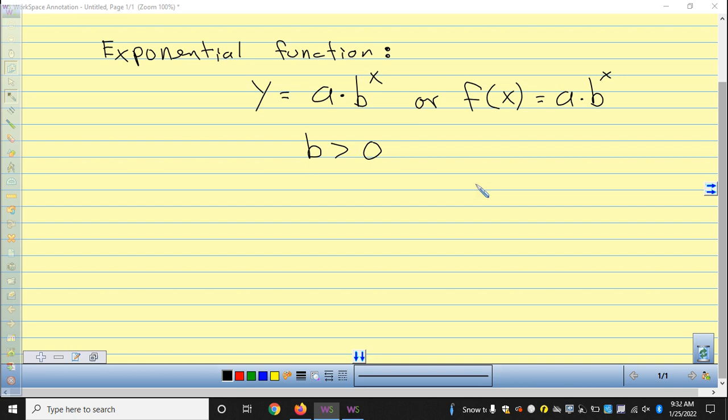And the reason for that is if we have a negative number, if your exponent is even, you get a positive answer, but if your exponent is odd, you get a negative answer. So if this number is negative, then weird things happen with your function. So to keep weird things from happening, we're always going to have our base always be positive.